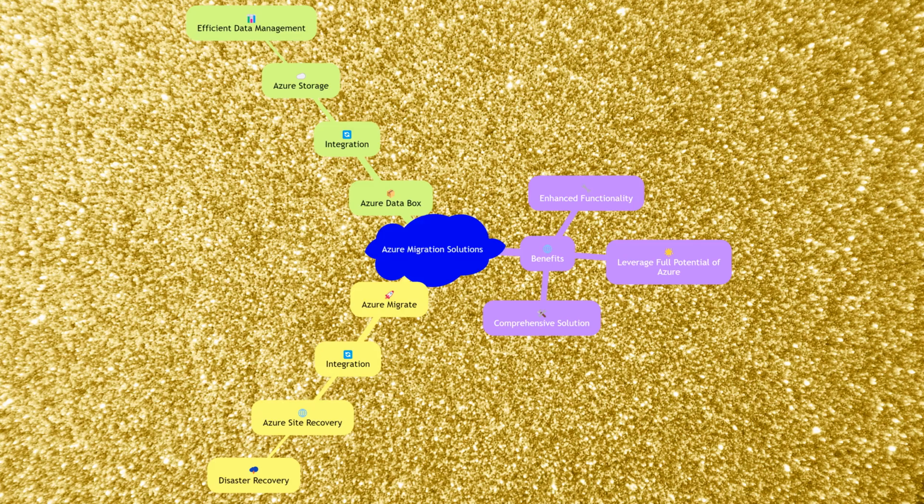Both Azure Migrate and Azure Databox integrate seamlessly with other Azure services, enhancing their functionality and providing a more comprehensive migration solution. For example, Azure Migrate can work with Azure Site Recovery for disaster recovery scenarios, while Azure Databox can be used in conjunction with Azure Storage for efficient data management. These integrations help organizations leverage the full potential of Azure's cloud ecosystem.